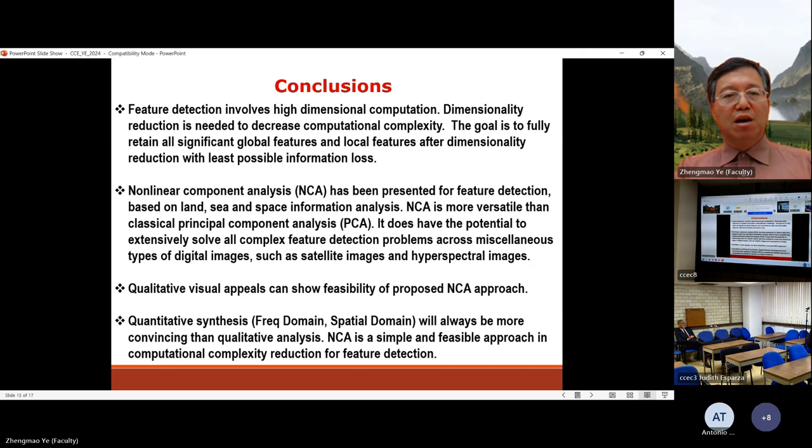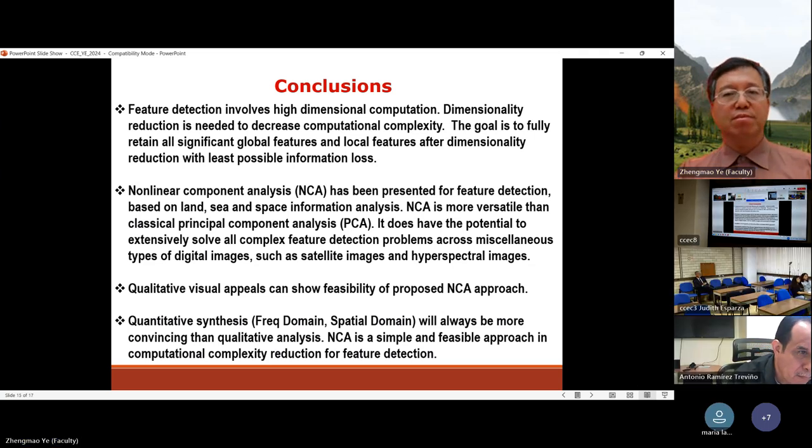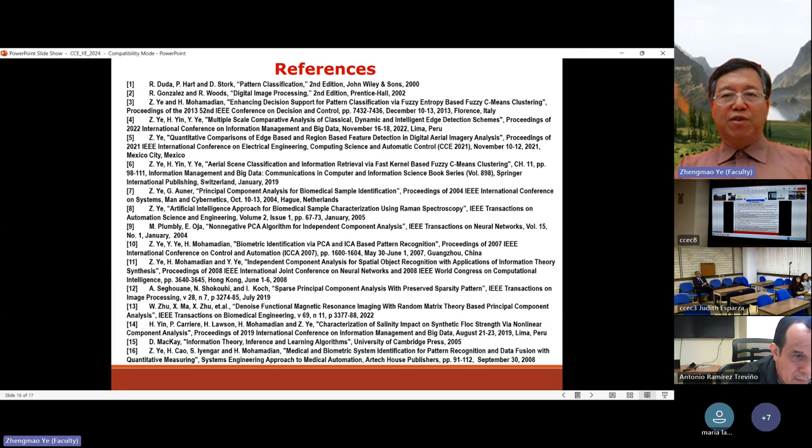Now, the qualitative visual appeal can show the feasibility of the proposed approach already. However, it's not that convincing. In this case, the quantitative synthesis in both the frequency domain and the spatial domain will always be more convincing than the qualitative analysis. That's the reason NCA right now is a simple and feasible approach in computational complexity reduction for feature detection. The references of this work are listed in these slides.